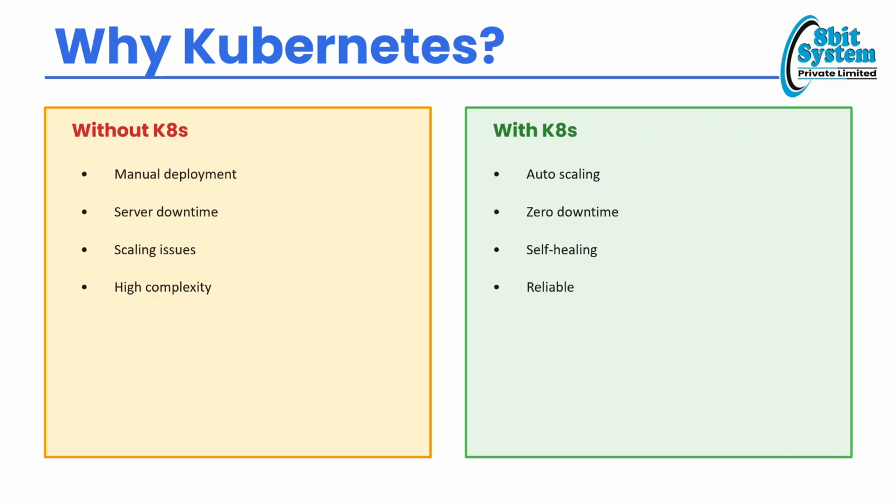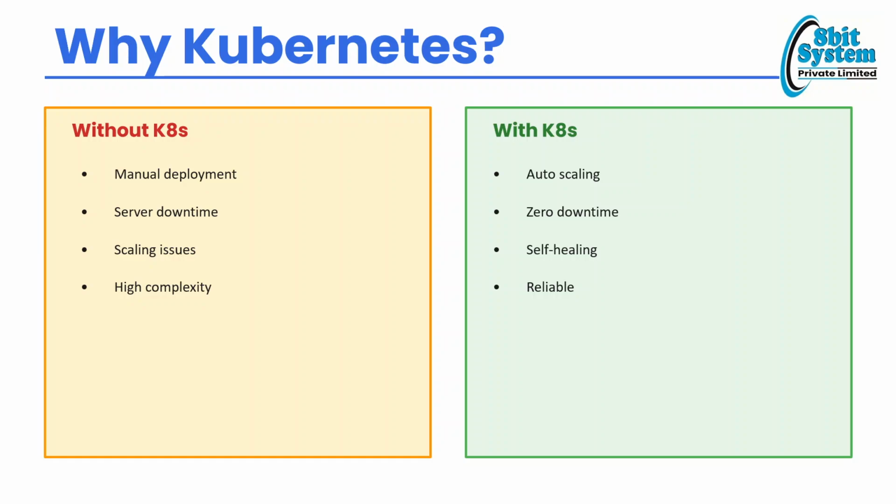With Kubernetes, during a traffic spike, Kubernetes automatically spins up new instances in seconds. At midnight, it scales down automatically, saving money. If a server fails, Kubernetes immediately restarts the container on another healthy server. Your team sleeps peacefully. When you deploy a new version, the Kubernetes platform does a rolling update with zero downtime. That's why Kubernetes matters. Without it, you are managing chaos manually. With it, everything is automated and reliable.